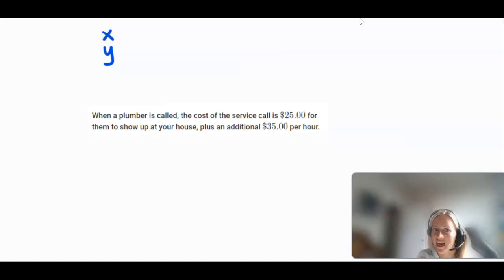Okay, so let's check what equation you got. So first we have the cost of the service call. So for the cost of the service call, I'm just going to use C for cost. Is, well, we know is means equals $25 for them to show up at your house. Plus, there's a great keyword. It tells you exactly what to do. We're just going to add on an additional $35 per hour.